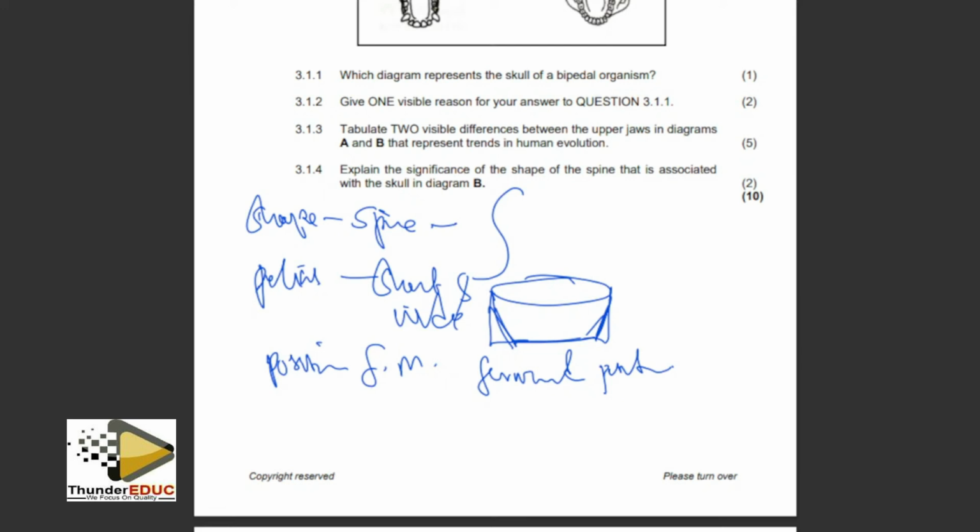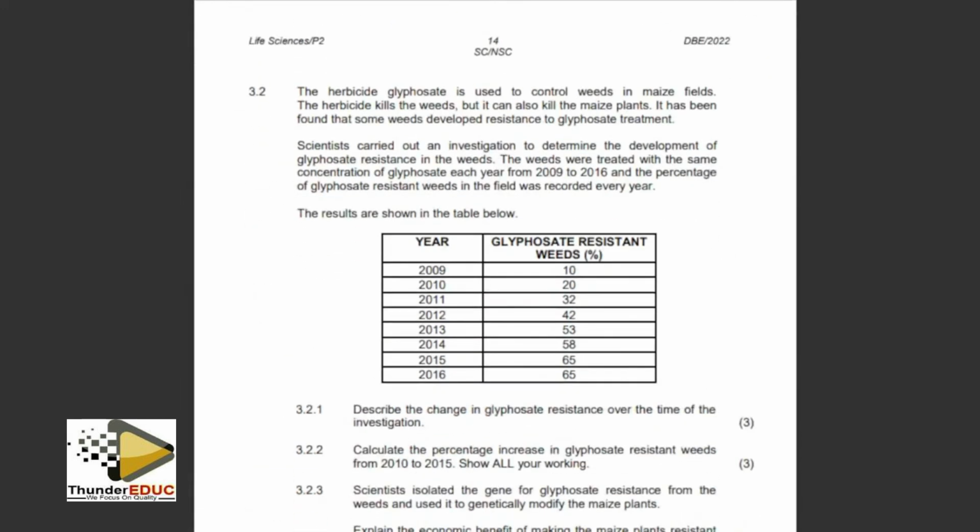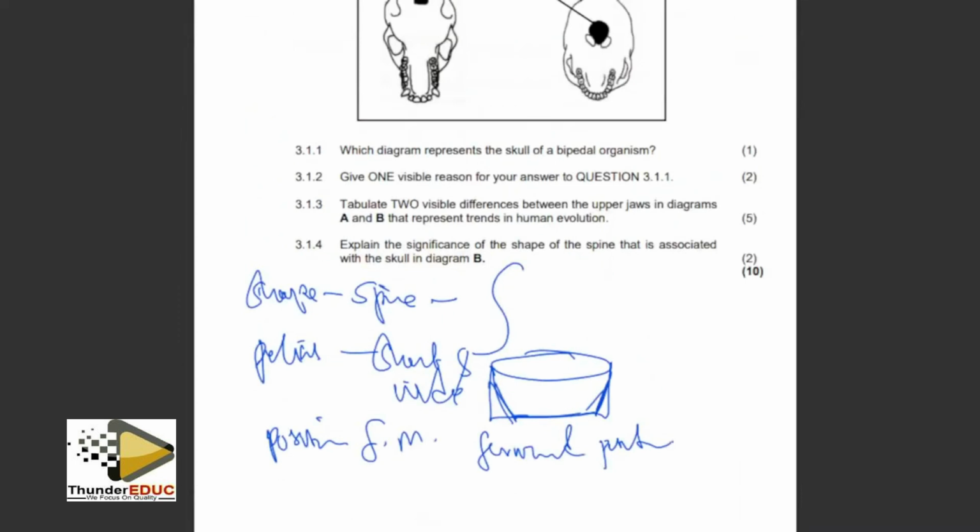So how is the shape of the spine able to help bipedalism? Shape here is S shape to allow flexibility. That's number one. And then the pelvic girdle is short and wider to support the upper weight. Position of foramen magnum is in a forward position to allow the spine to connect vertically. So basically, that's what you are supposed to tell us.